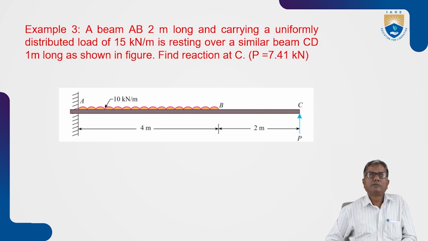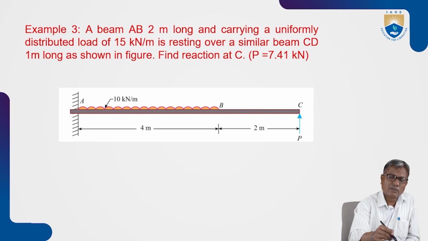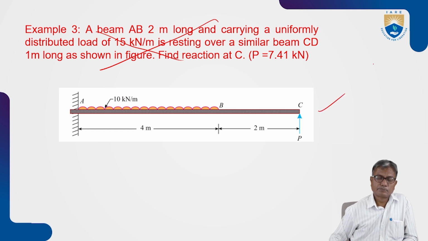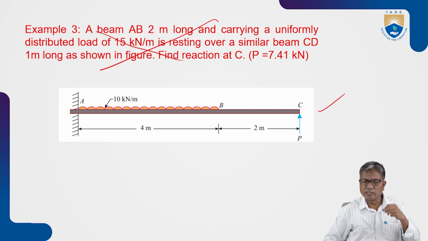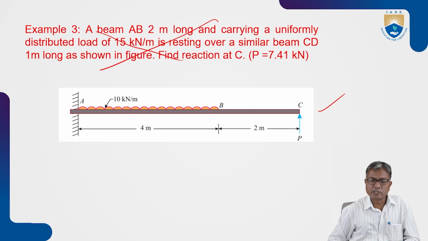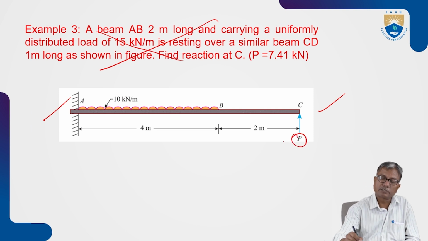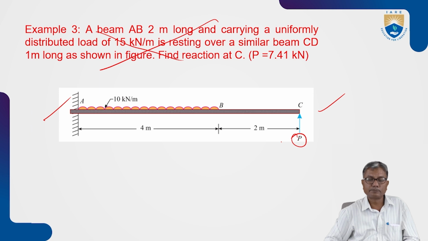Beam AB. This is not the problem for this. Let us consider this. So beam AC here, of span 6 meters, is acted upon by a UDL for a length of 4 meters from A. Okay. So what will be the prop reaction?